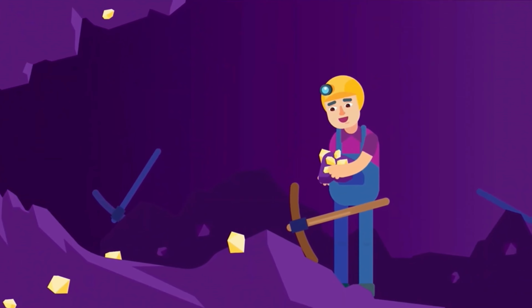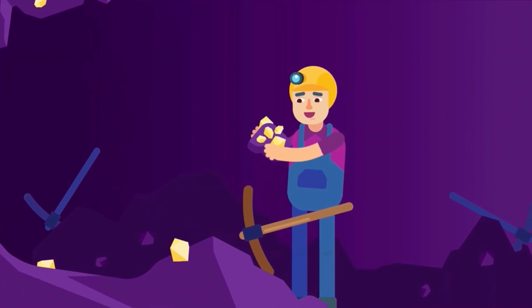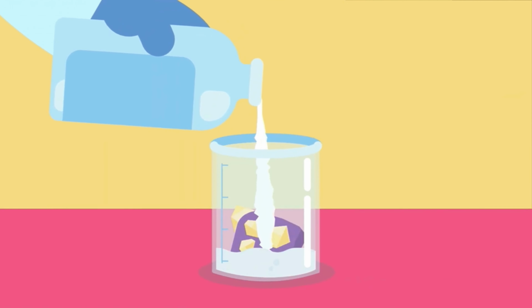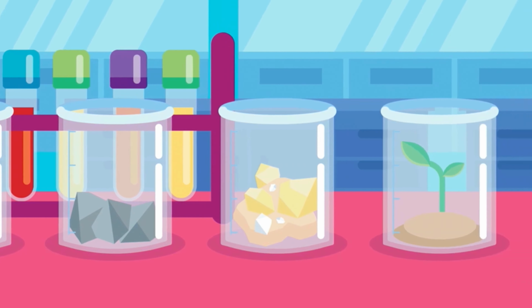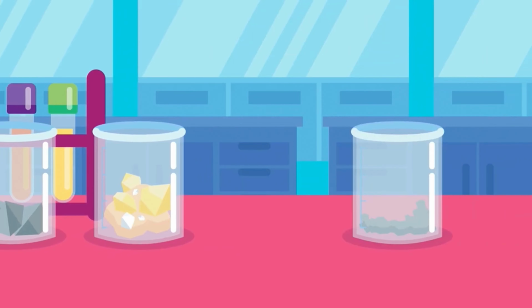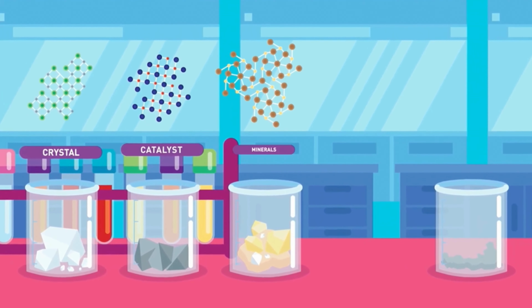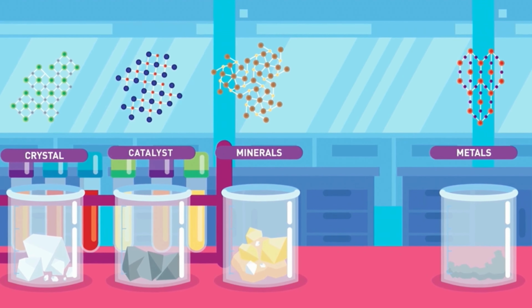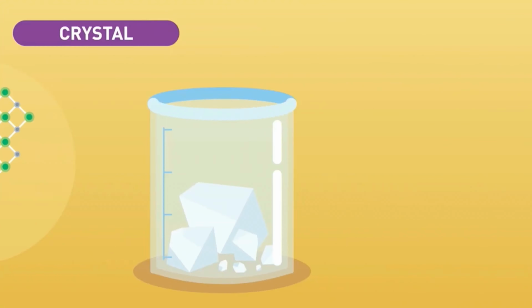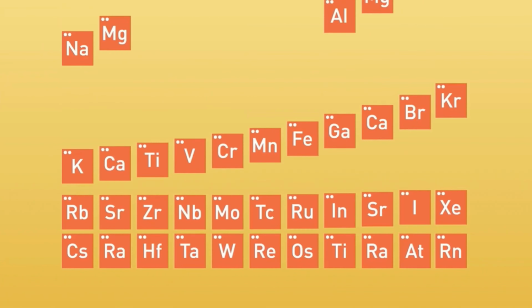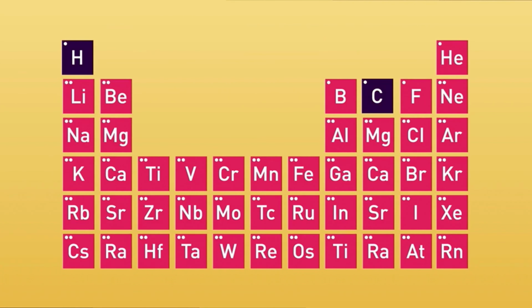Inorganic chemistry. Would you like to know how our Earth forms gold? This is what inorganic chemists do. Inorganic chemistry deals with elements and compounds other than carbon or hydrocarbons. It covers all materials that are not organic and are termed as non-living substances. Those compounds that do not contain a carbon-hydrogen bond. Compounds studied by inorganic chemists include crystal structures, minerals, metals, catalysts, and most elements on the periodic table.